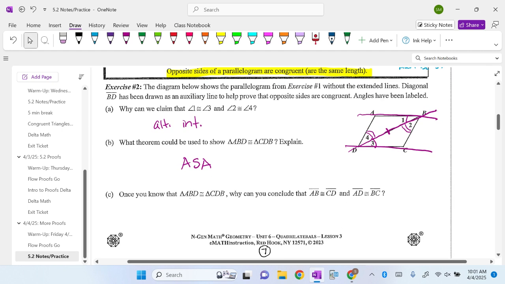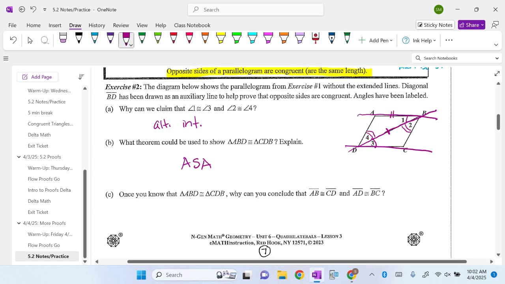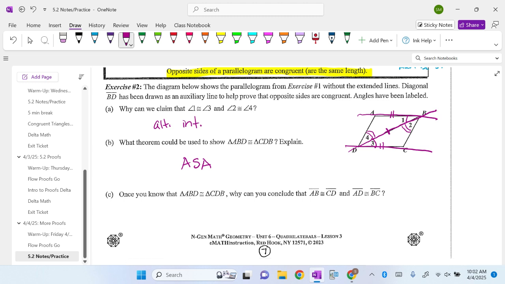So angle, side, angle, that's how we can prove it. Now, once I can conclude that those two triangles are congruent, I can then say that these two sides are congruent because of what property? Not because they're parallel, but think about it. Whenever we were proving that sides or angles were congruent after we proved congruent triangles, what was always the reason? CPCTC, that the corresponding parts of congruent triangles are congruent. That's how we prove it.